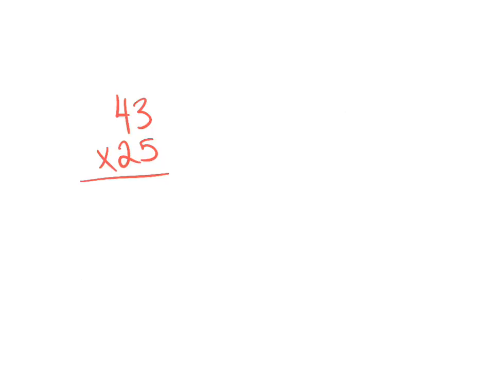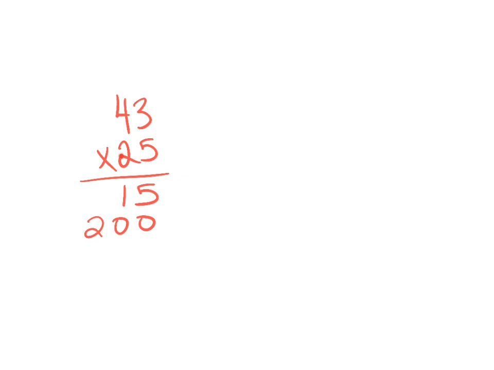Let's walk through those steps again with a new question. So the first thing we're going to multiply is our 5 times the 3. So 5 times 3 is 15. Next, we're going to multiply the 5 by the 4. But that 4 is really a 40. So our answer is going to be 200.